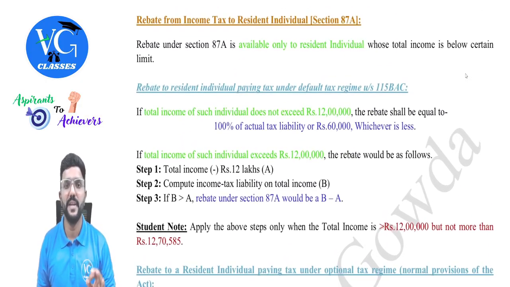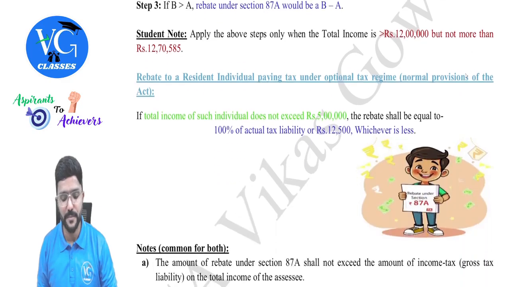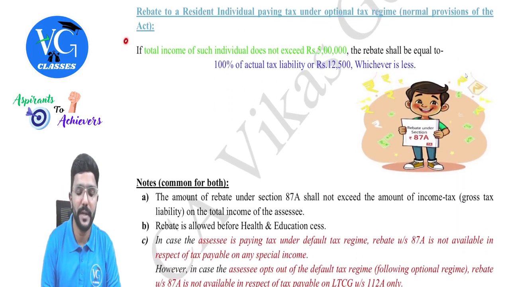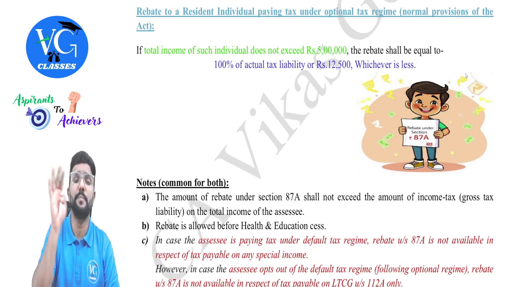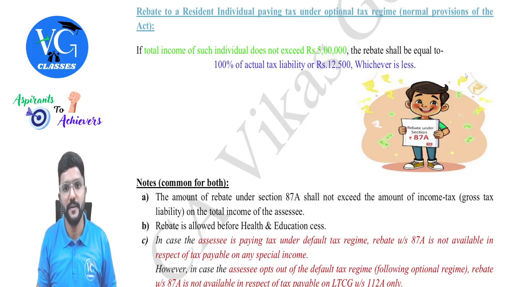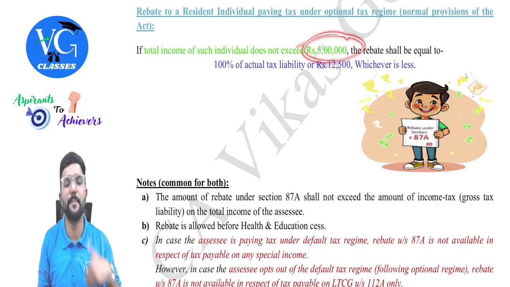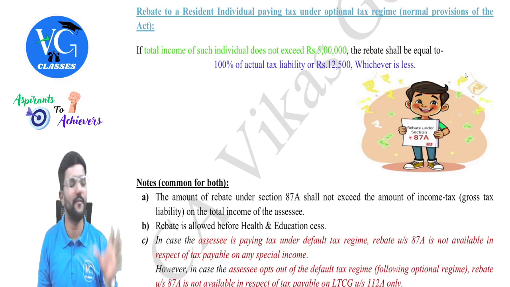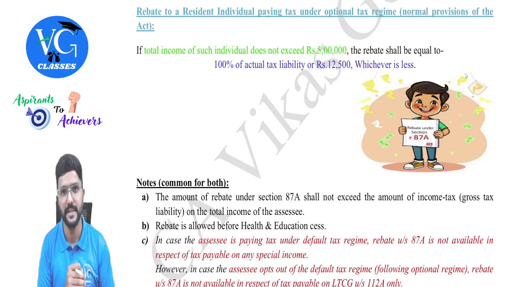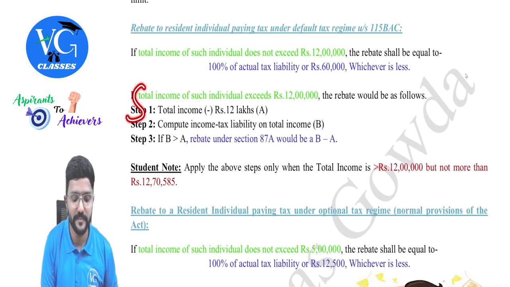There's an amendment part. Please be very careful. If you want, please pause the video and go through it once again. Now coming to rebate for a resident individual who is opting out of default and following the optional scheme. For them, if the total income is up to 5 lakh, they are eligible for a rebate of actual tax liability or 12,000, whichever is lower. And this part is not there for them.